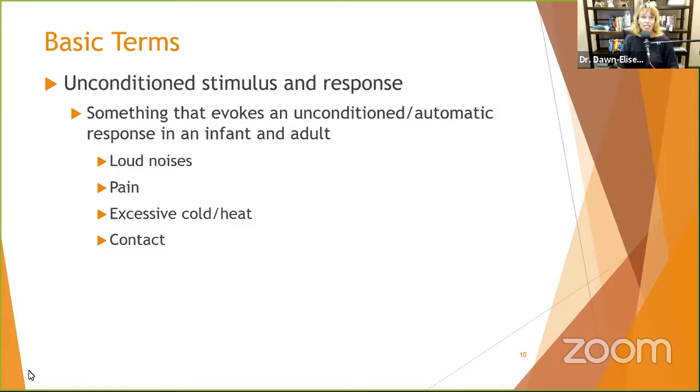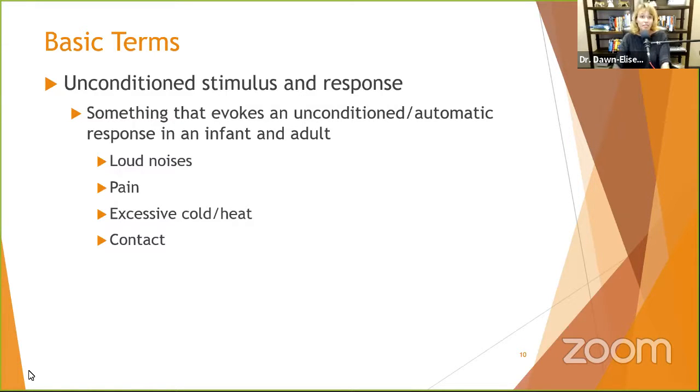Excessive cold and heat. Think about a baby. Babies, when they get cold, they cry. When they get hot, they cry. And your body, even as an adult, when you get too hot or too cold, it adjusts. You either shiver or you sweat. But when you're too hot or too cold, think about how it impacts your mood. Again, it's a response that your body wants to maintain homeostasis. So it's going to make you uncomfortable. So you want to get to a place where you can be comfortable.